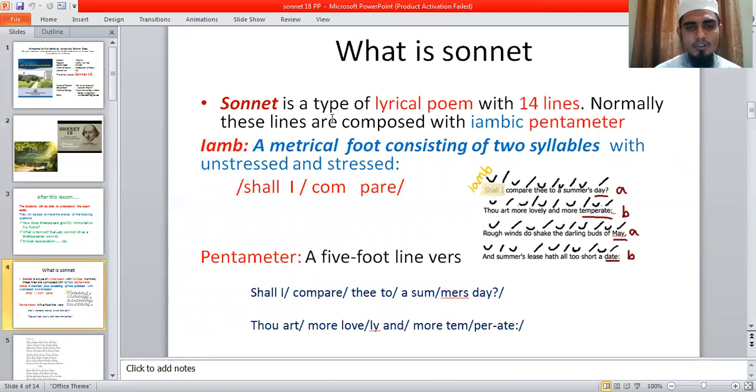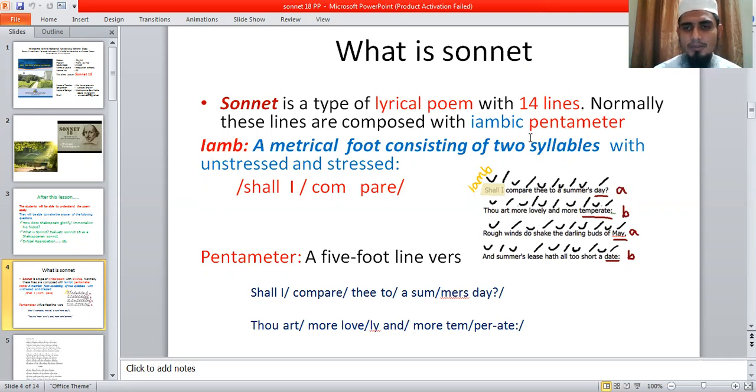Its most important quality is that this type of poem is lyrical and melodious. The rhyme scheme and the use of figures of speech show that this poem has the quality of lyricism. Another quality is that it must have 14 lines. A sonnet must be within 14 lines. So briefly we can say that a sonnet is a poem of 14 iambic pentameter lines. Normally these lines are composed in iambic pentameter.